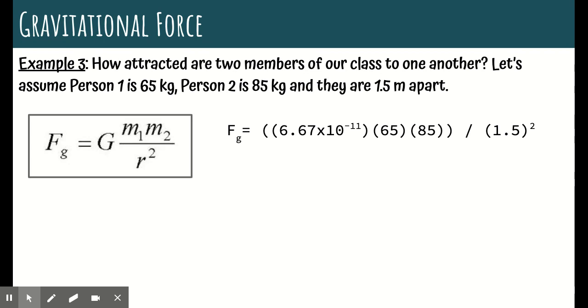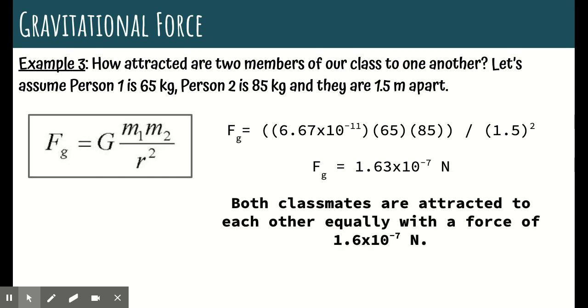So here, that's exactly what we did on the right-hand side. So the universal gravitational constant is 6.67 times 10 to the negative 11 times the mass of the first person, which is 65, times the other mass of 85. All of that is divided by 1.5 squared. So when you solve this, you're going to get the force of gravity between these two people to be 1.63 times 10 to the negative 7th newtons.